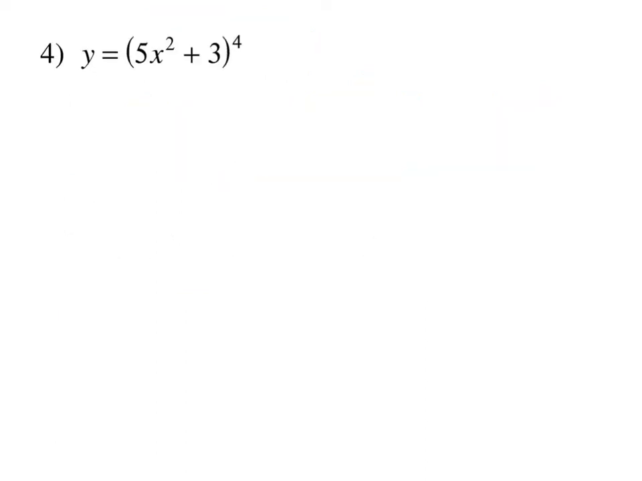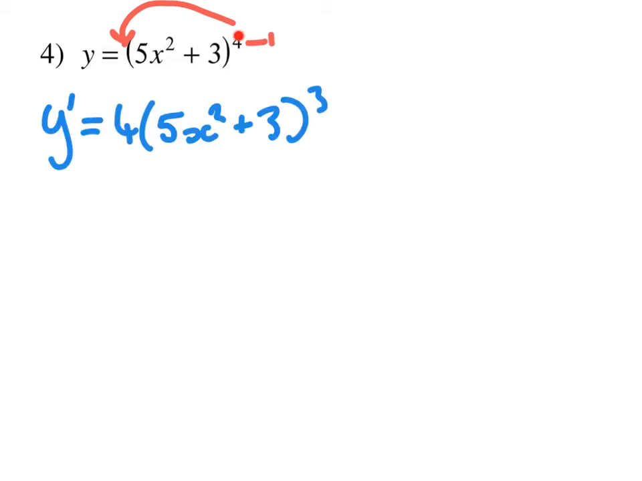Next I want to differentiate 5x squared plus 3 raised to the power of 4. So again I'm going to bring the power down in front and reduce the power by 1. So the 4 comes down in front, everything in the bracket stays the same, and 4 take away 1 is 3. So now I'm going to multiply that by the derivative of what's inside my bracket.